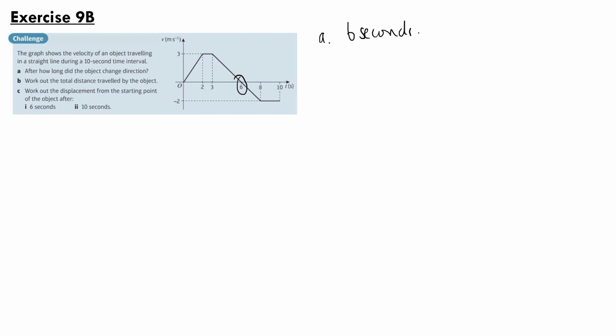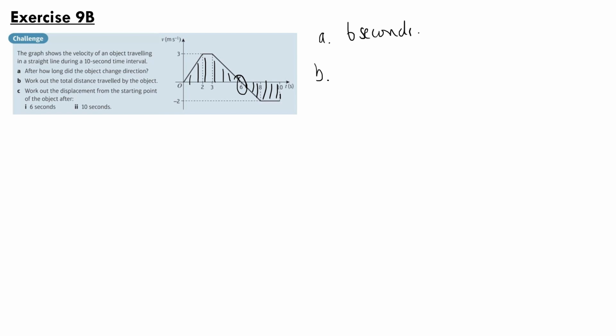Part B says work out the total distance travelled by the object. So the distance is a scalar quantity, so we count going forwards and backwards as distance. So we need to find out this area here and add it to this area here, and that will give us the total distance.